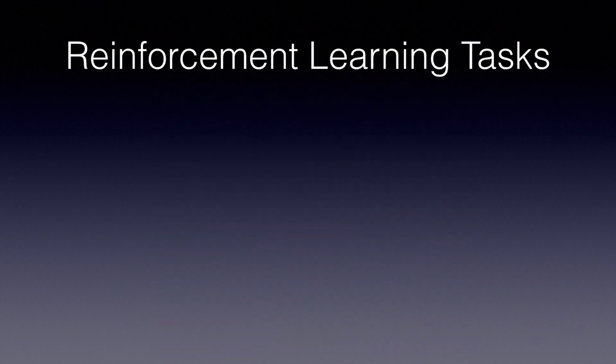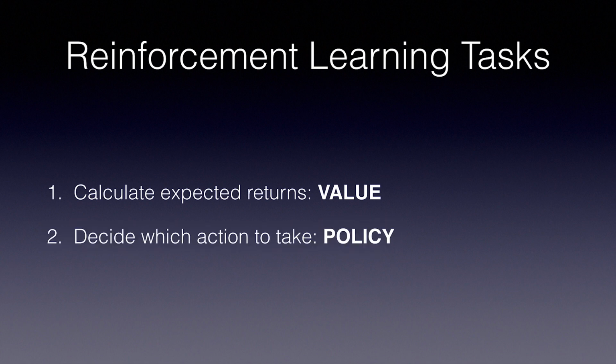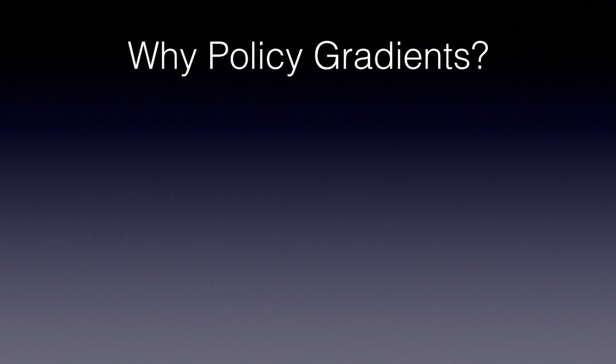There are two distinct tasks in reinforcement learning. One, calculating accurate expected returns, value. Two, deciding which action to take, policy. Our previous efforts in Q-Learning focused on making accurate value calculations, and finding the policy was as simple as doing an argmax over the Q's of every possible action. But to get state-of-the-art results on the tough reinforcement learning problems, we're going to need to change our approach.